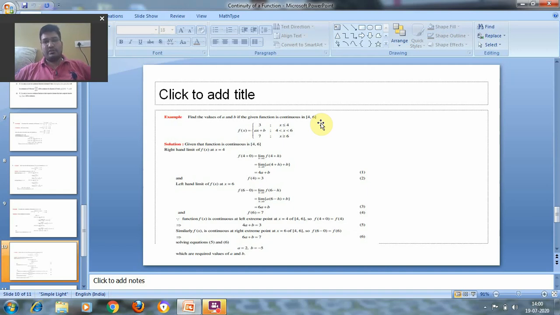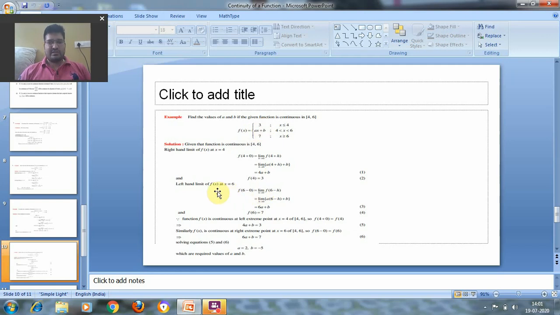What does it mean? If the function is continuous in the closed interval 4 to 6, it means the function is continuous at x equal to 4 and at x equal to 6 as well. So we can check the continuity of the given function at x equal to 4 and x equal to 6. At x equal to 4, we find the right hand limit by taking this function, and we obtain 4a plus b. At x equal to 4, the function's value is 3.